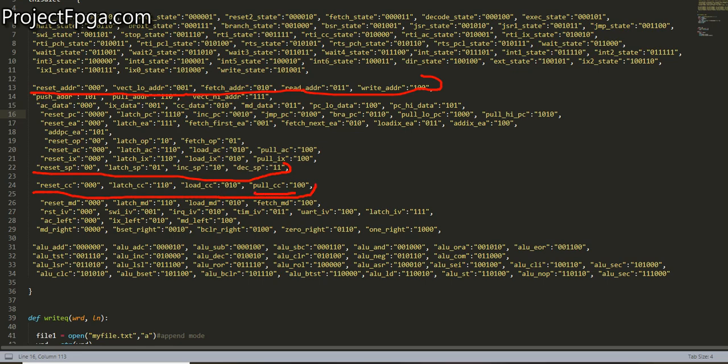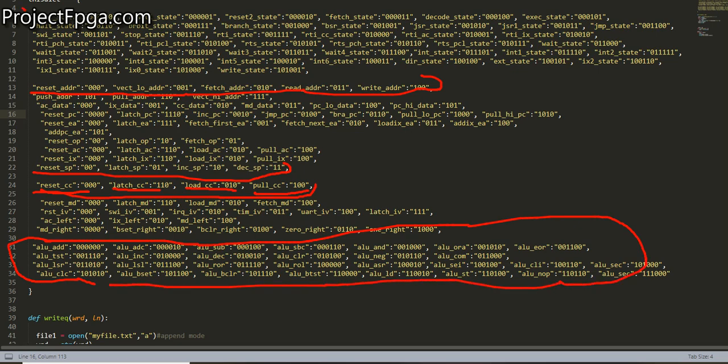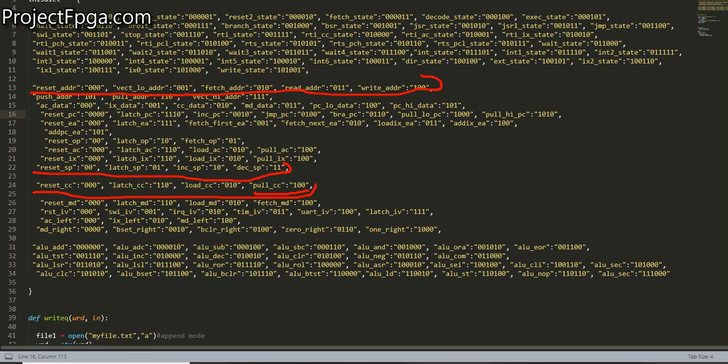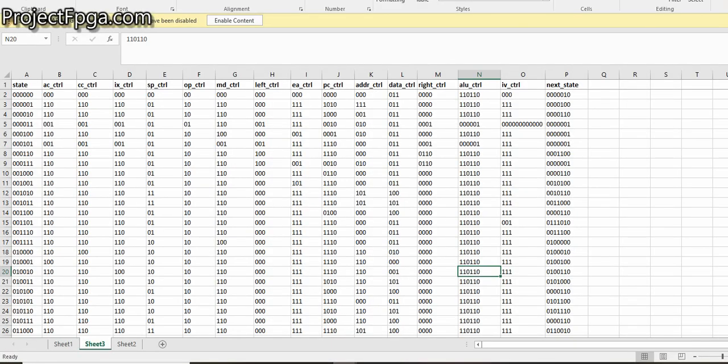When it's pull CC it is 100, when it's load CC it is 010, when it's latch CC it is 110, when it's set CC it is 000. The same applies elsewhere. Now this is for all the ALU control, all the ALU operations. I gave them a particular value. So this is for the state. All the states have their unique binary values. The first state, you can see it is 0011, the next state 0000100. So that is how I was able to transcribe between these cells.